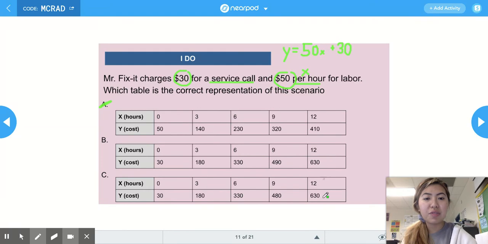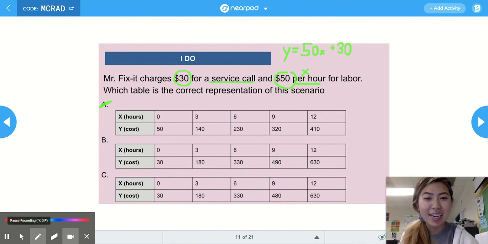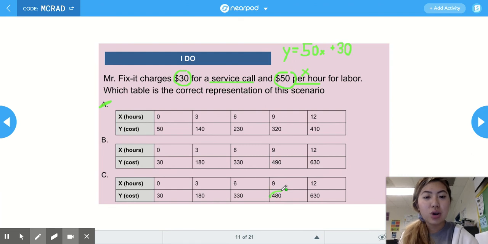So the only difference in B and C is the y value for when x is 9. So 50 times 9 is 450. 450 plus 30 is 470. It's 480, I apologize. So 480, our correct answer is going to be C.